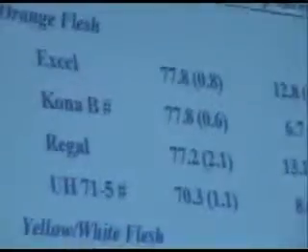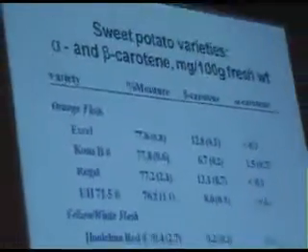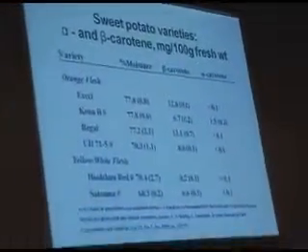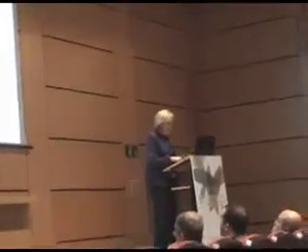This is a study from Pacific Island countries where they looked at sweet potato varieties, and the difference between the variety with the low beta-carotene content and the ones with the high beta-carotene content really truly represented the difference between vitamin A deficiency in a child and vitamin A adequacy, depending on which variety they ate. We see this for many, many foods.